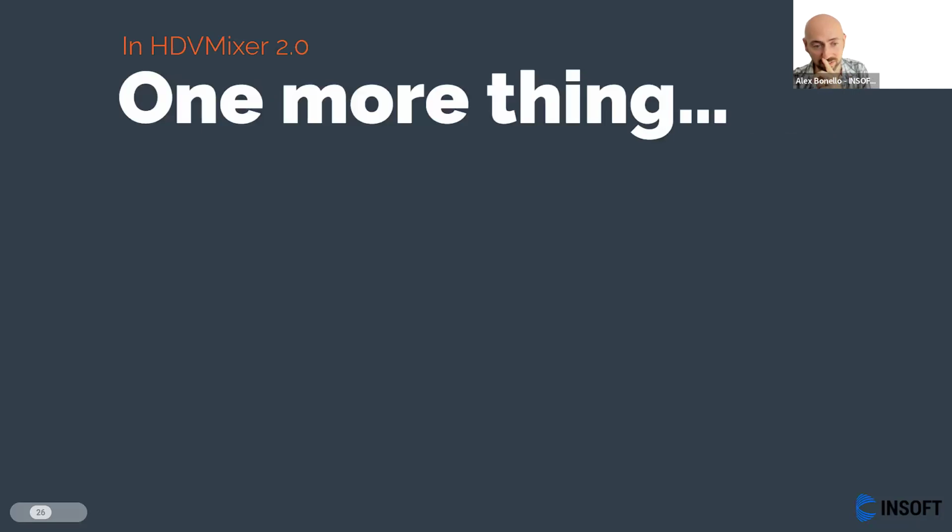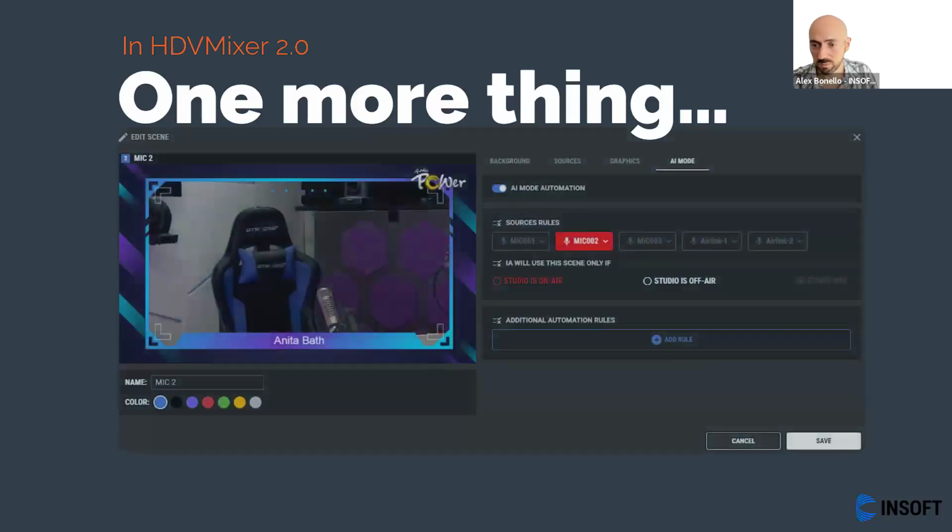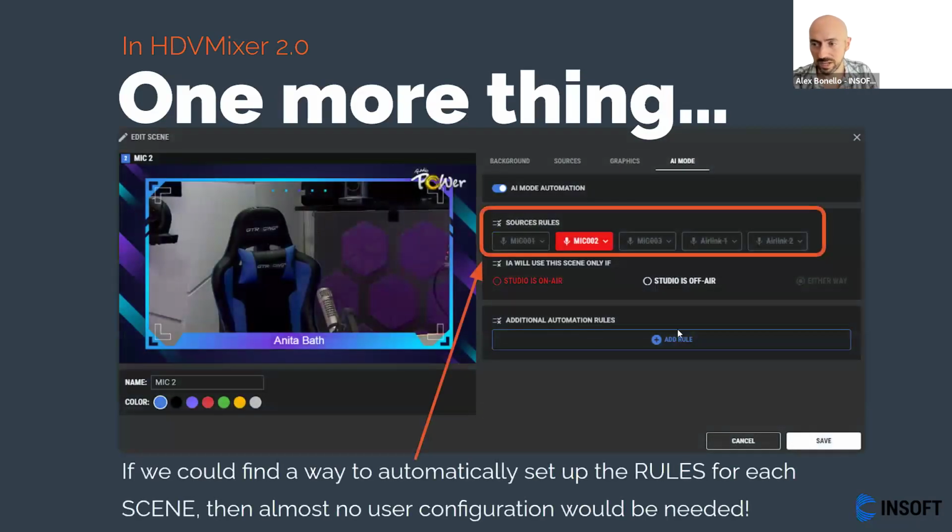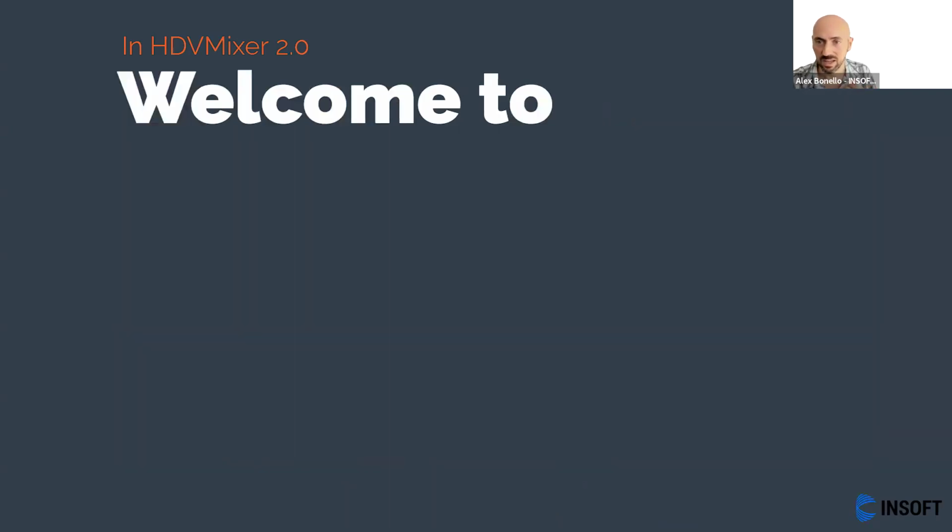And there's one more thing that would be awesome to do, which would be to even automate this, and for the AI to automatically know that, okay, if I have this camera here pointing toward that microphone, I already know that microphone is microphone number 2, so let me automatically select microphone 2, and I will know what to do when you choose this camera on a scene.